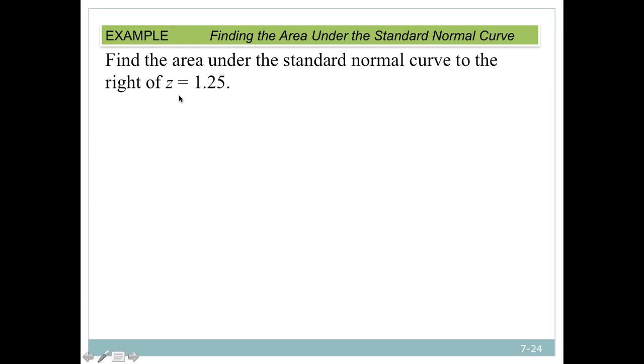Now this one, I want the area under the standard normal curve to the right of z equals 1.25. So again, I want you to go to your table and look up z equals 1.25. I'll give you a second to do that, and then I'll pull it up.